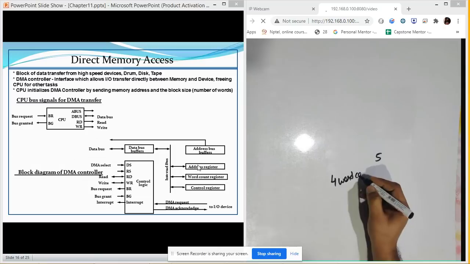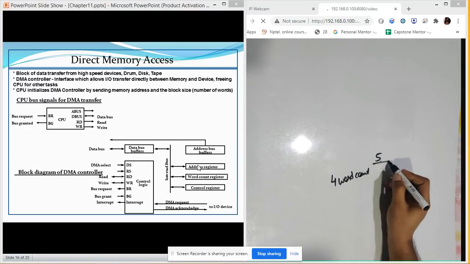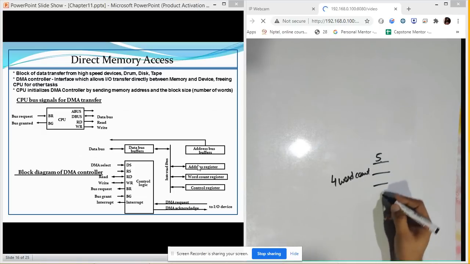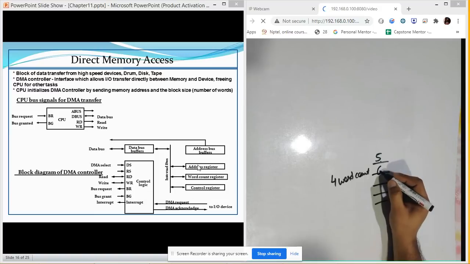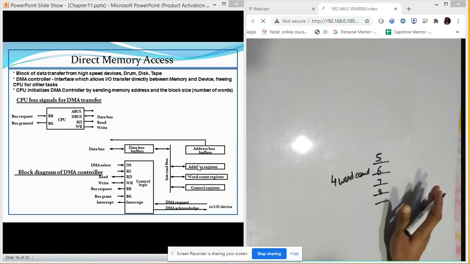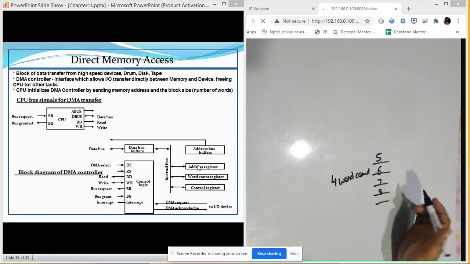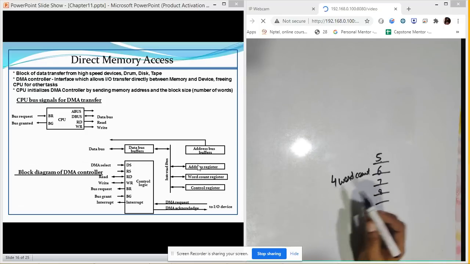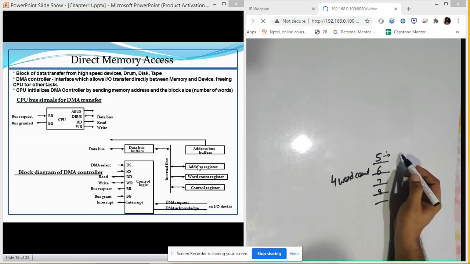Now what does it mean? Starting from fifth address, CPU has to read 4 words. So it will read 6, read 7, read 8, and that's all. So what it will do, once it is having this address, it will keep on incrementing this address by 1.